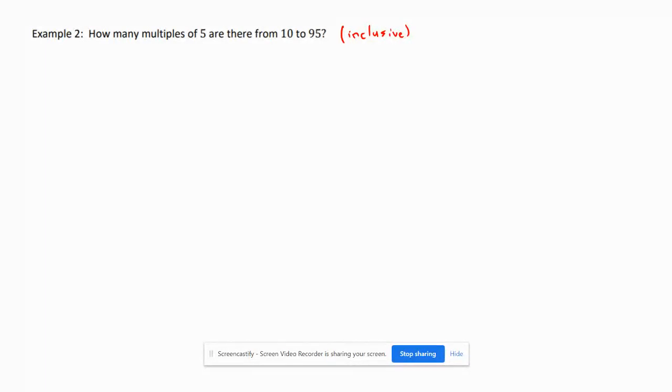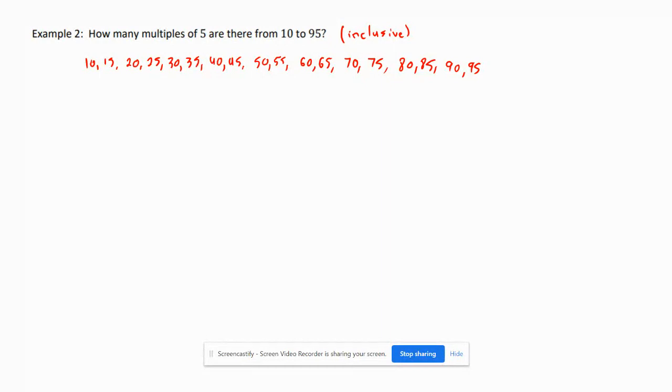The idea is, well, okay, so let's list them out. What are all the multiples of 5? Well, we have 10, 15, 20, 25, 30, 35, 40, 45, 50, 55, 60, 65, 70, 75, 80, 85, 90, 95. That's 1, 2, 3, 4, 5, 6, 7, 8, 9, 10, 11, 12, 13, 14, 15, 16, 17, 18. There's 18 different possibilities from 10 to 95.